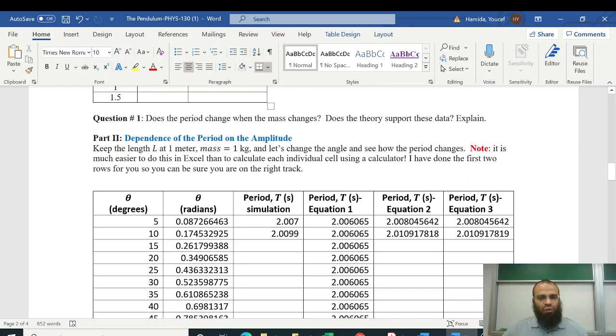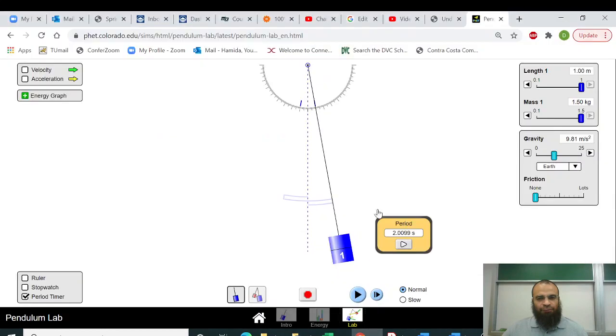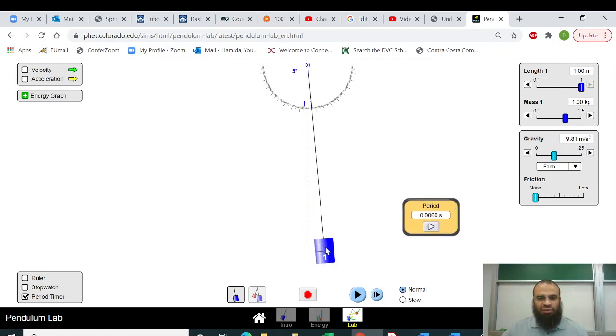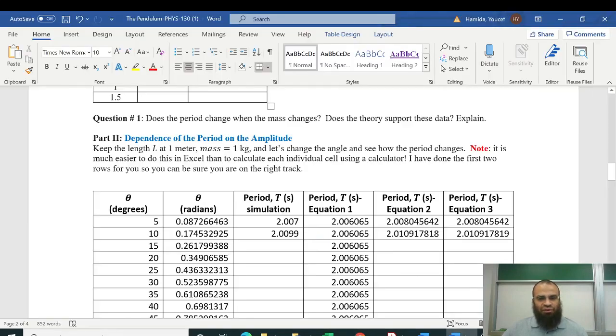So we're going to use 1 kilogram. The length of the pendulum will still be 1 meter. So we're going to make the mass 1 kilogram, and the length 1 meter, and we're going to tilt it by 5 degrees, start, and let it go, and then the period is 2.0070, so 2.007. That's the period from the simulation.